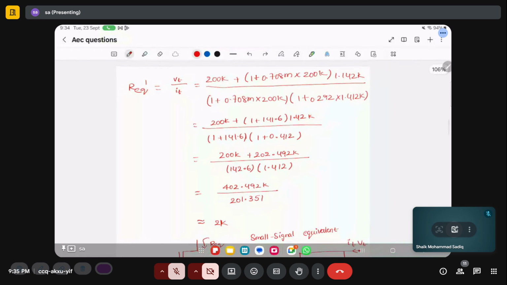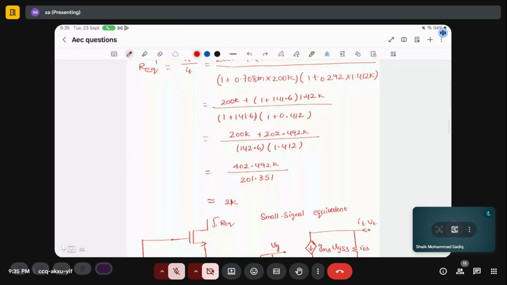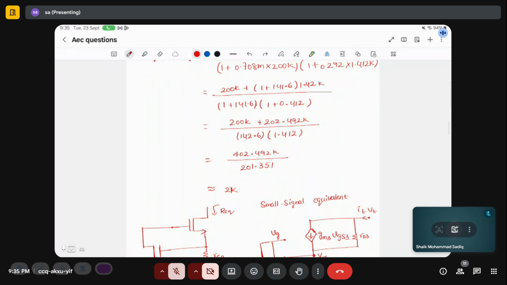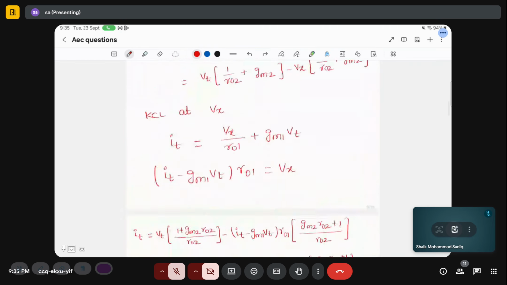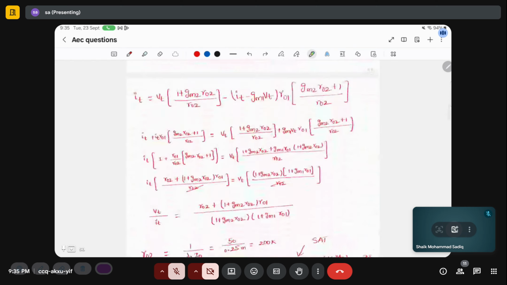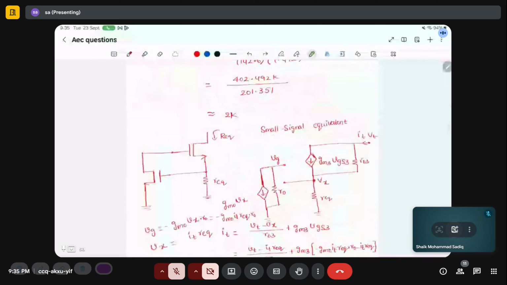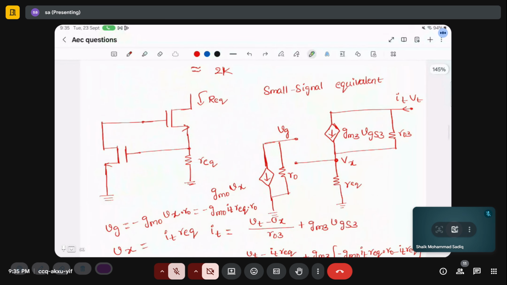So if you put the numbers, you will get the R equivalent as 2K approximately. For this circuit, from this point, you will get R equivalent as 2K. So our question will be simplified now. We will be left with this circuit.